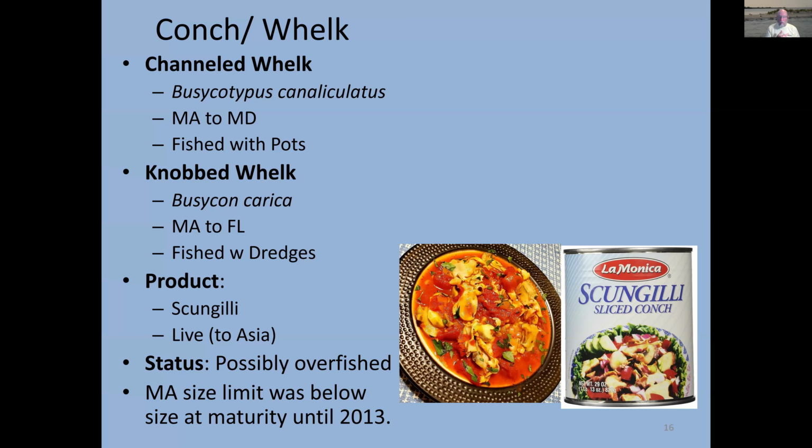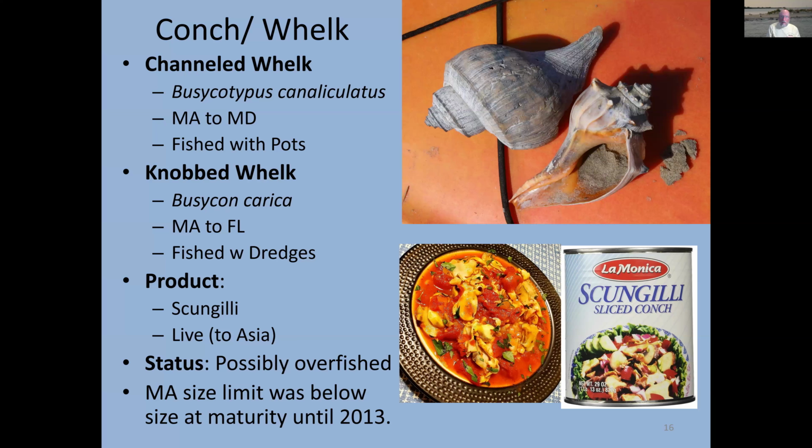Now more and more of this product is shipped to Asia, and much of it is shipped live for the market over there. These conch are possibly overfished in some of their range. And so here's a picture showing the channeled whelk up there at the top and the knobbed whelk on the right side there.